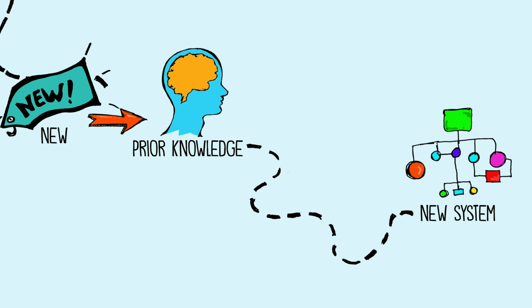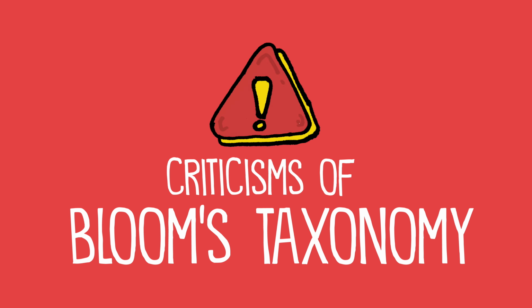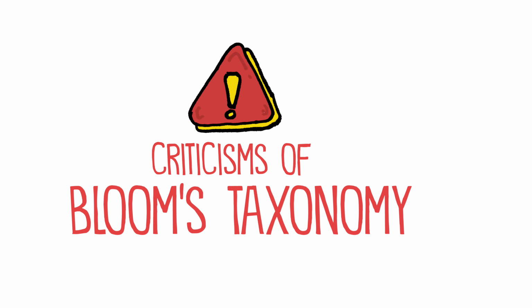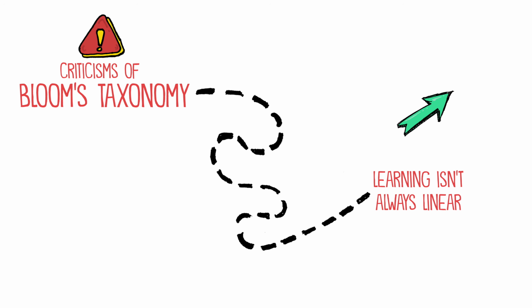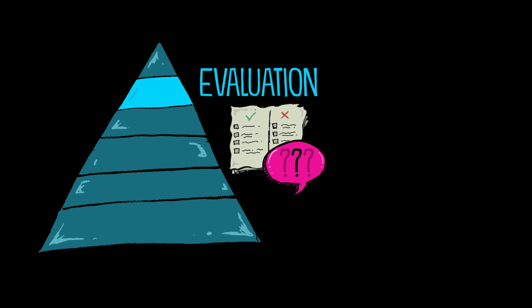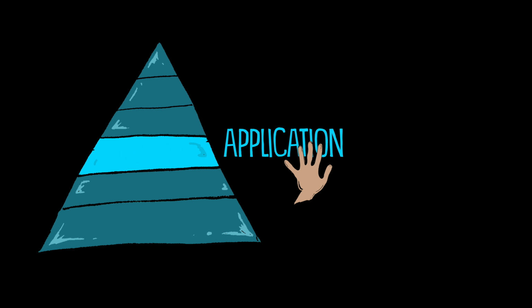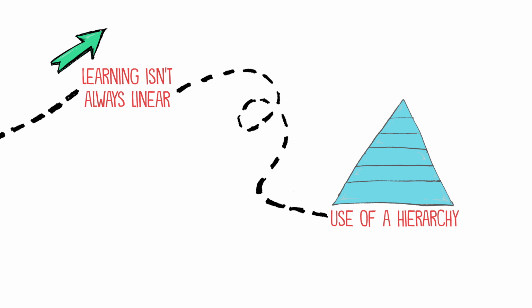We should note that there are some valid criticisms of Bloom's taxonomy. First, it treats learning as sequential. But learning isn't always linear. For example, a teacher might start with an evaluation-based question to pique students' interest before doing a hands-on application activity in the apply category.